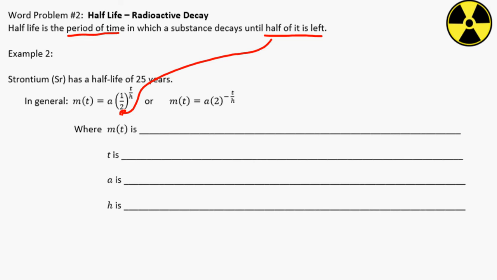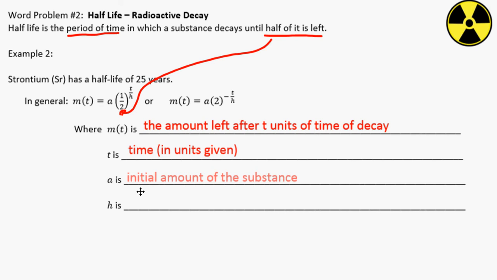So let's define a few things here. M of t will be the amount left after t units of time of decay. T is time in units given. A is again the initial amount of the substance, and H is the half-life period. So how long does it take to get from the initial amount to half that amount?